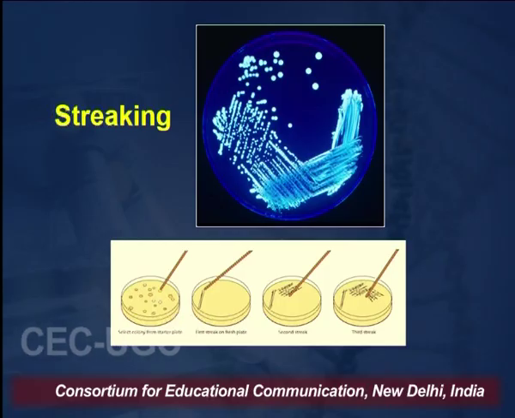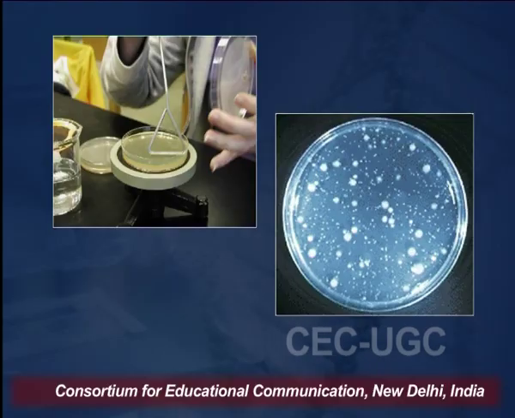In streaking, first a single, pure colony is picked up from the stock. As you can see on the left hand side, a loop is used to pick up the single colony from the already cultured plate, and then you put that colony on the agar plate and do the streaking in a zigzag manner. As you follow these three slides, the streaking is first done on the top side, then the left and the right, making sure that the entire surface area of the plate is covered.